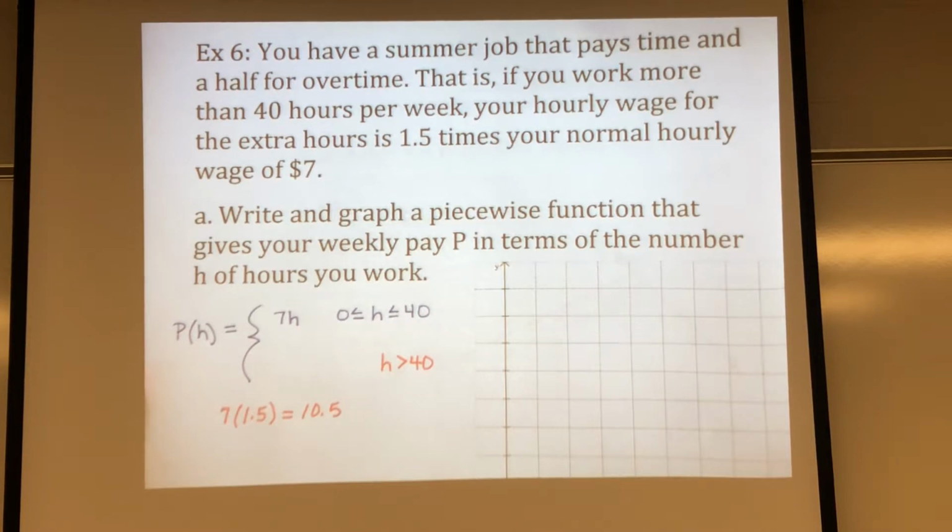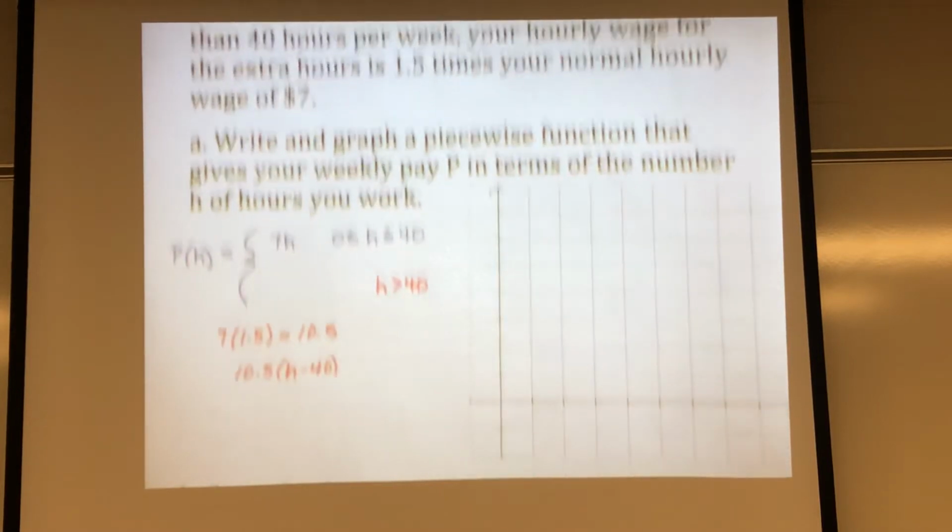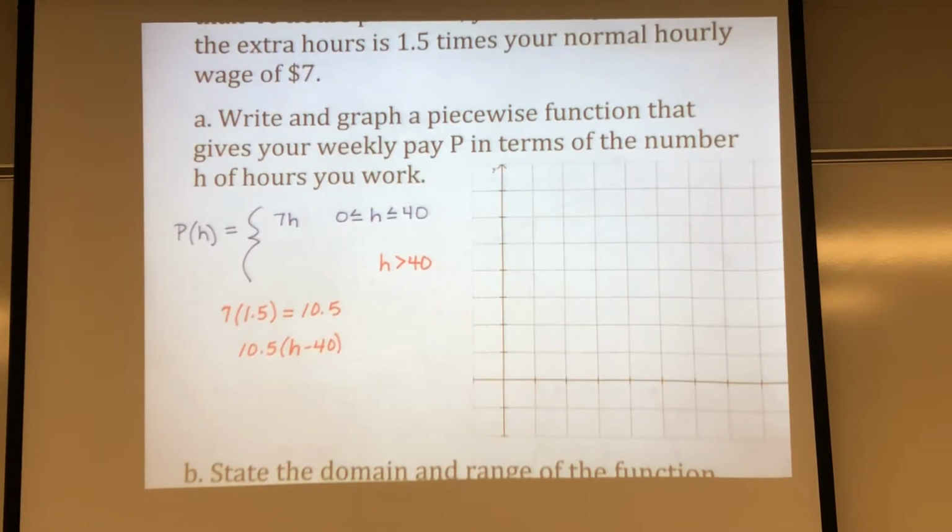Now, since we don't want to include all the previous hours that we were paid, our 10.5 is not just times H, it's times your H minus your original 40. Let me further explain that a little bit. Let's say you worked 42 hours. You're not going to get 10.5 times 42. You're only going to get the 10.5 times those 2 extra hours you worked.